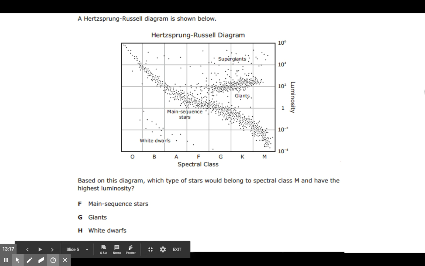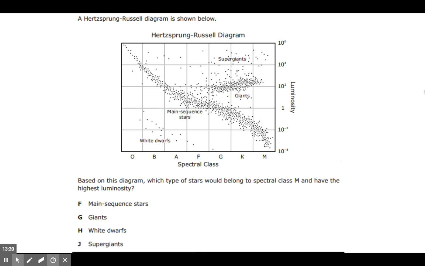All right. A Hertzsprung-Russell diagram is shown below. Now here, there's no temperature, but we already know temperature increases as you go from right to left. We have our luminosity, which means brightness or absolute magnitude on this side, and spectral classes at the bottom. Based on this diagram, which type of stars will belong to spectral class M and have the highest luminosity?